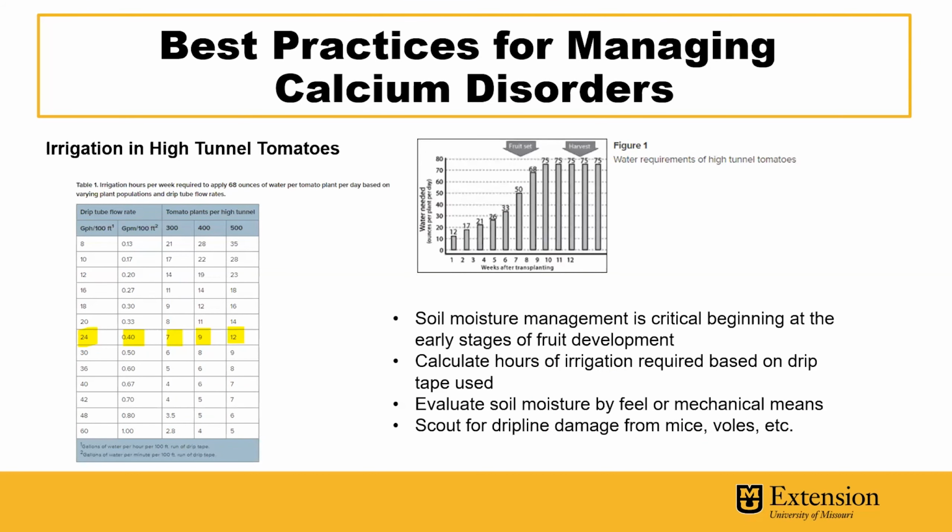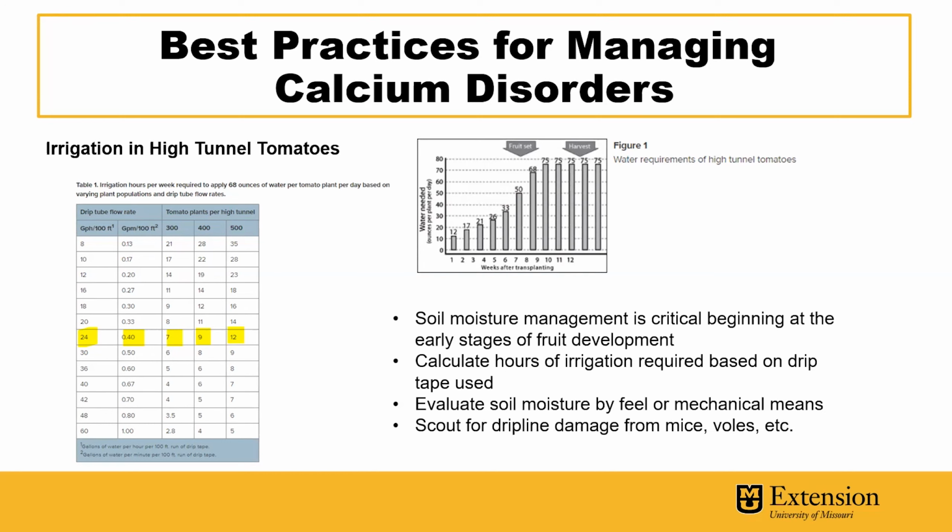We also have a helpful publication on irrigation and fertigation in high tunnel tomatoes, as many growers are now using these structures to produce tomatoes for market. You can see highlighted in yellow, we have drip tape with a gallon per hour of 24 and gallon per minute of 0.4. In this graph, we can see that tomatoes in a high tunnel need to be irrigated at 7 hours per week with 300 tomatoes, 9 hours per week with 400 tomatoes, and 12 hours per week with 500 tomatoes.